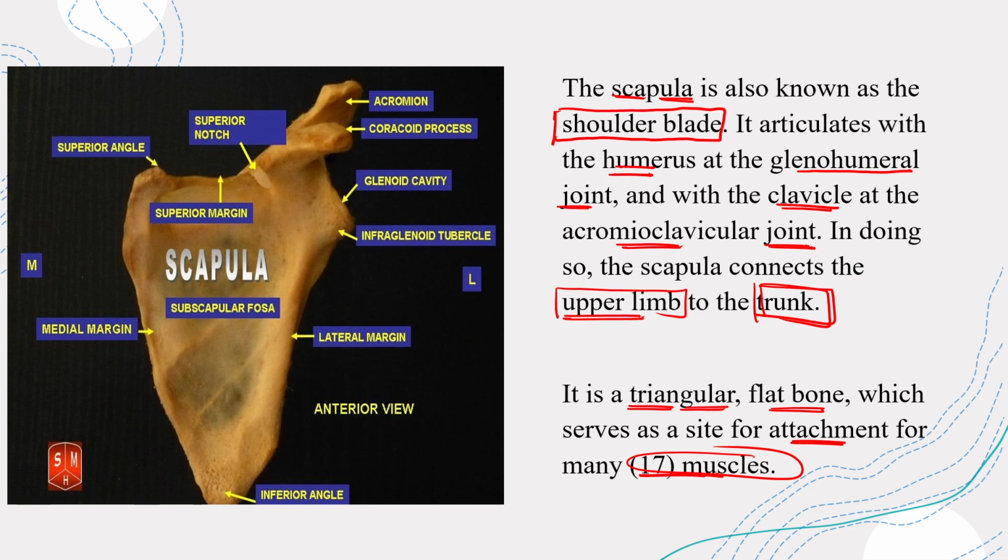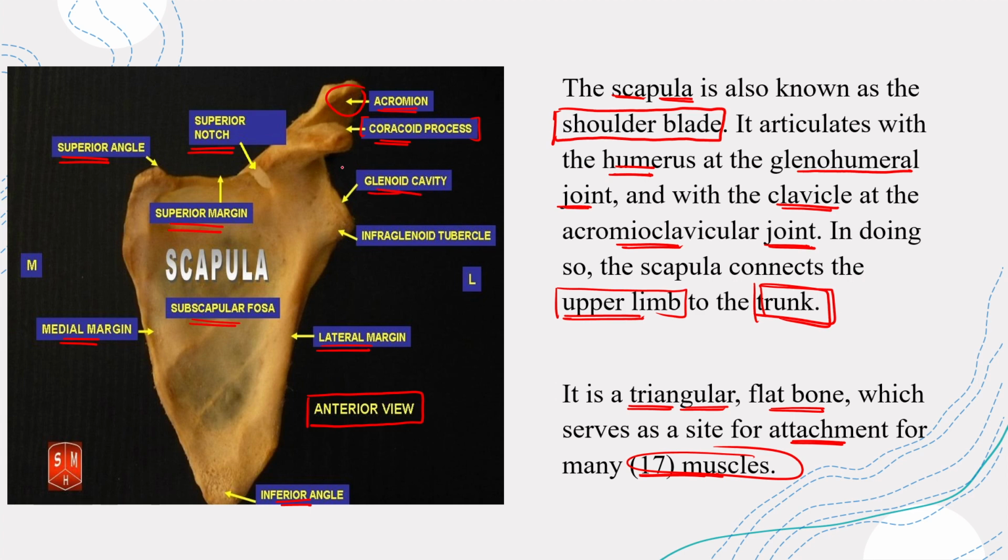Now coming to the structure of scapula, here you can see the structure of scapula. This is the anterior view, and this area is the lateral margin. This is the medial margin. This is the inferior angle. This is the subscapular fossa. This is the superior margin. This is the superior angle, superior notch. This is the acromion end. So here your clavicle connects to your scapula. This is the coracoid process where the coracoid muscles are attached. This is the attachment of coracoid muscles. That's why it's named coracoid process.